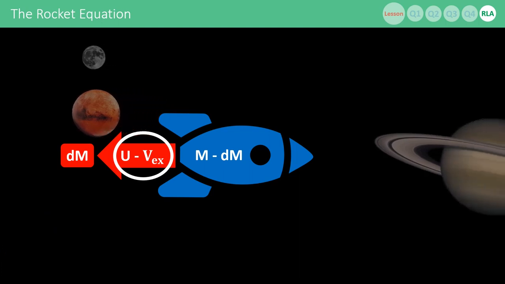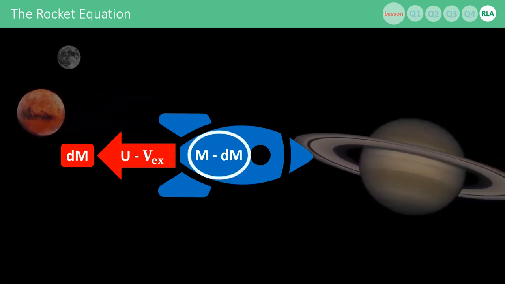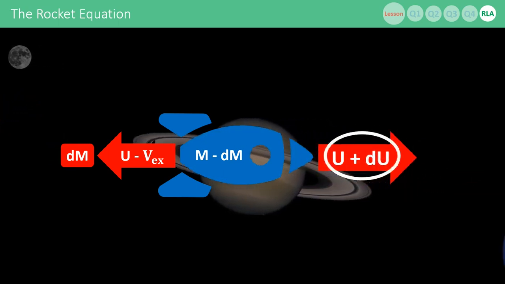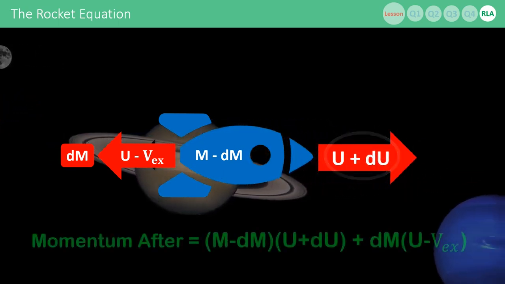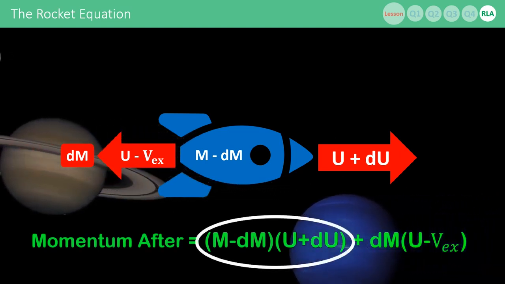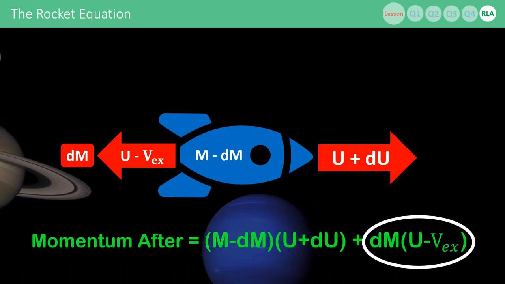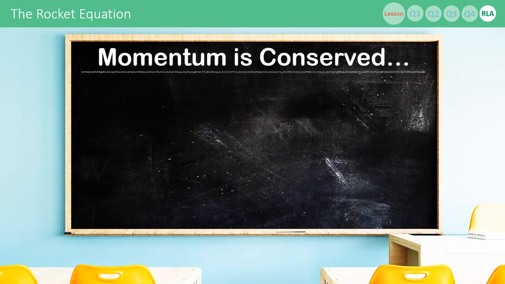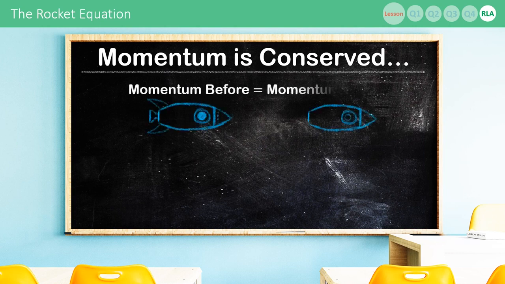Because the ship has released some propellant, its total mass is now m minus dm, the released mass, and the ship has gained a small amount of velocity, u plus du. The total momentum after the rocket ignition is now the momentum of the rocket plus the momentum of the released propellant. We then apply one of the most fundamental principles in physics, conservation of momentum. The momentum before the rocket turns its engine on and releases the propellant must be the same as after.